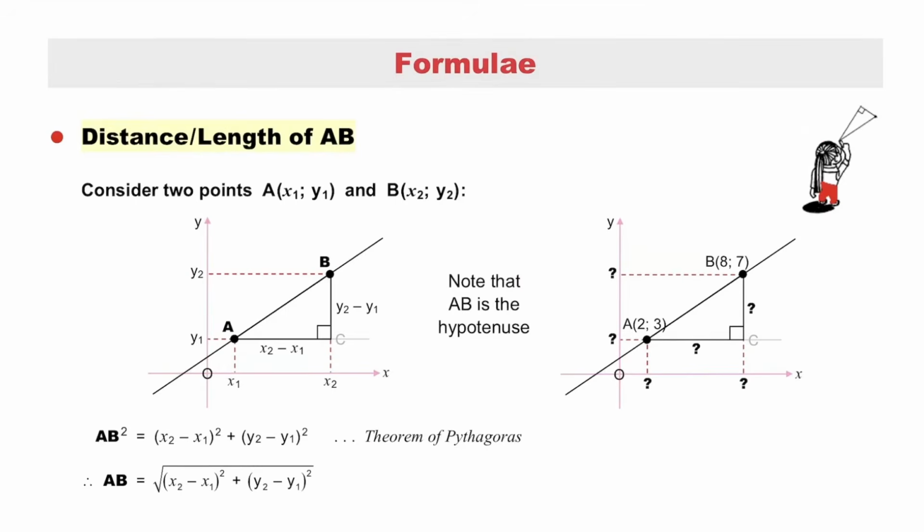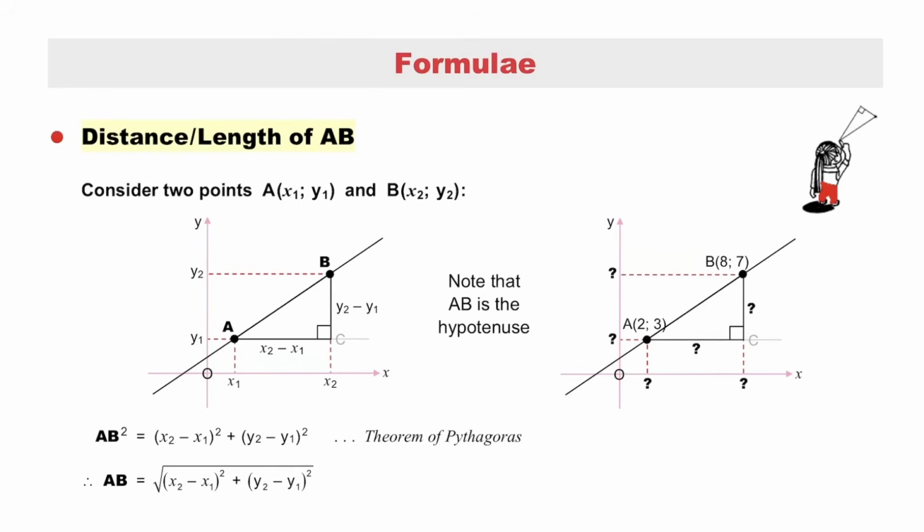Let's find the distance or length of AB, where A and B on the figure here are the points (x1, y1) and (x2, y2). Note that AB is the hypotenuse of a right-angled triangle, and that this invites us to think of applying the theorem of Pythagoras.